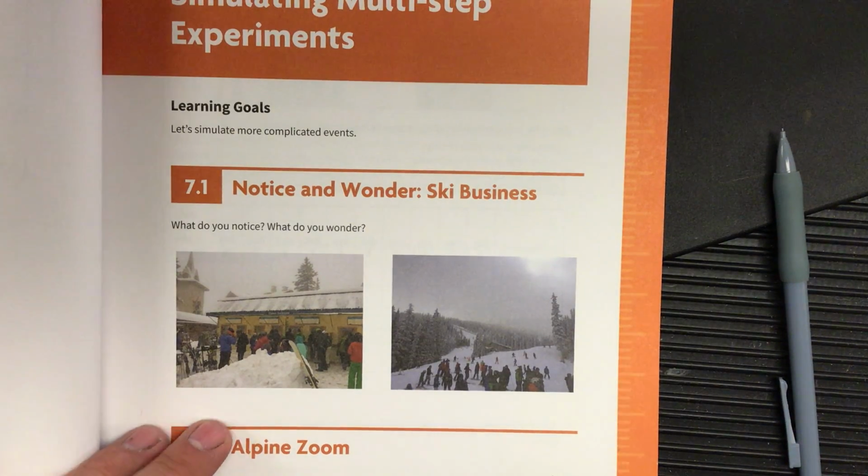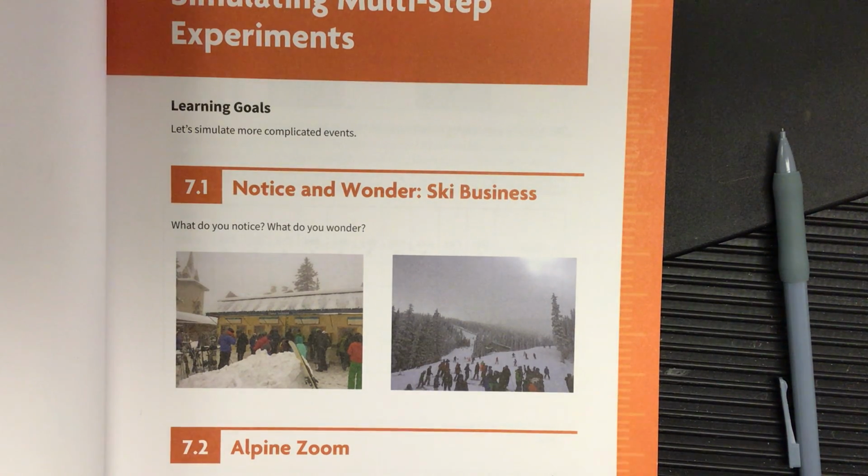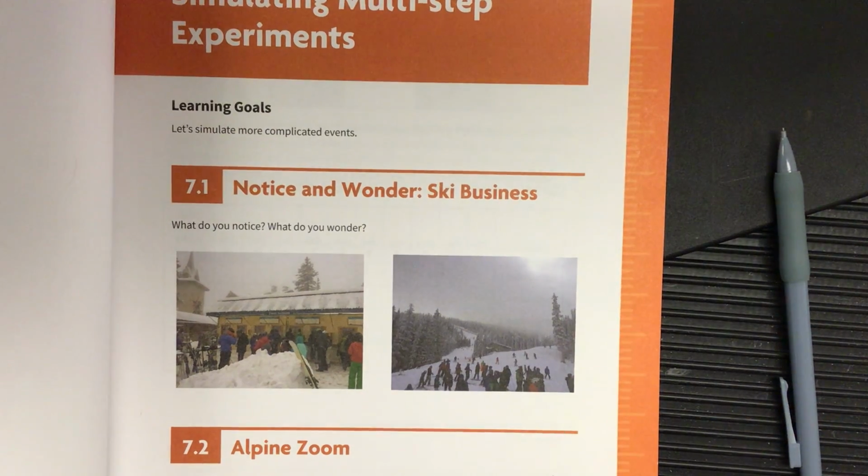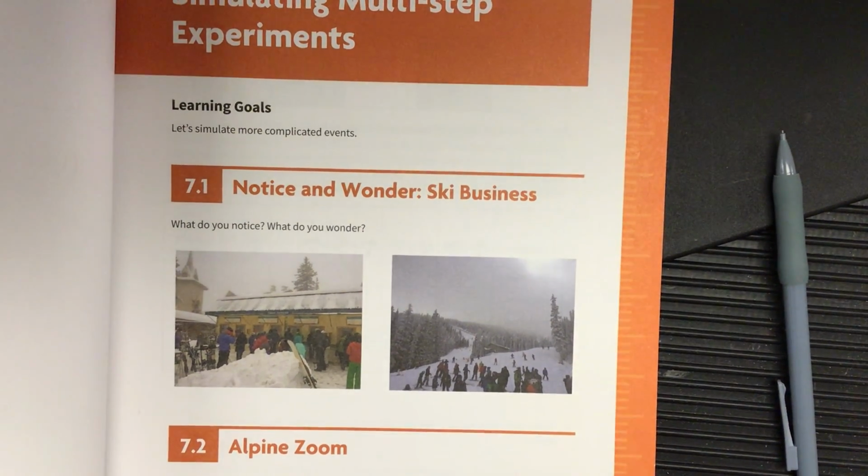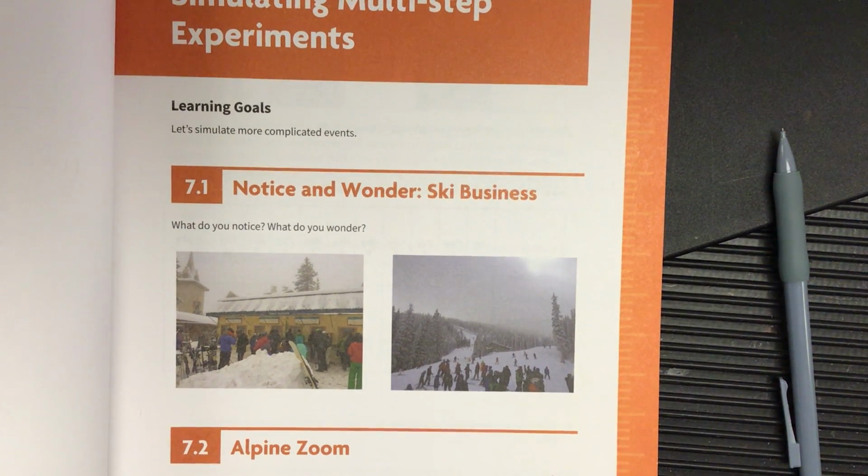Again, continuing on with probability. Now we're going to simulate multi-step experiments, so more than one thing happening. First problem there, looks like you are owning a ski business. So what do you notice and what do you wonder?